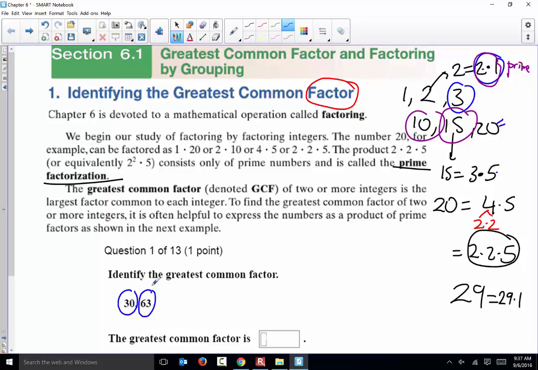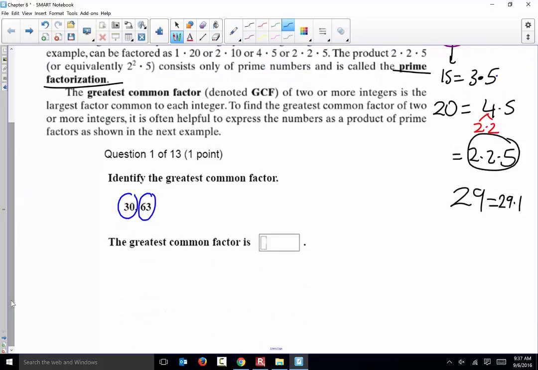Okay? Now, the question is, you can break one number into its factors, and you can break another number into its factors, and you have many factors. Which of those numbers are common in both numbers? Not only common, but also what's the greatest common factor among them? Okay? So that's our issue, and that's our first question. Find the greatest common factor of 30 and 63. You probably have a different pair, but the same idea.